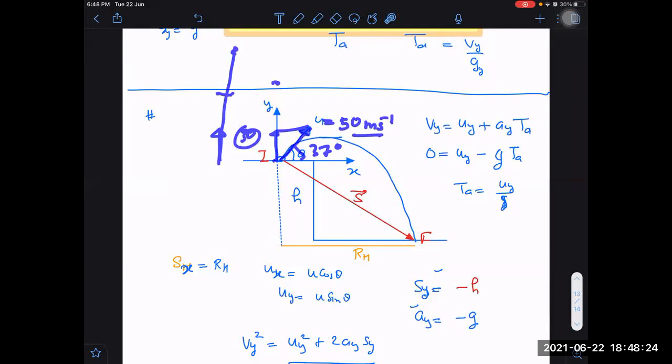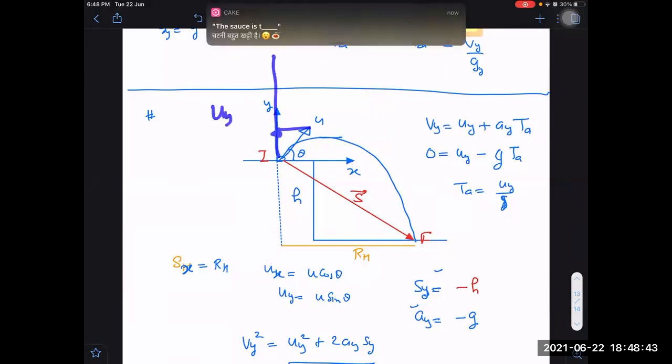After every second, its speed will keep on becoming 10 less. First 30, then 20, then 10, then 0. This happens at t equal to 1, this happens at t equal to 2, this happens at t equal to 3. So what time it takes to go to the highest point? 3 seconds. So at least learn this thing, that the time taken to go to the highest point will be uy divided by g.